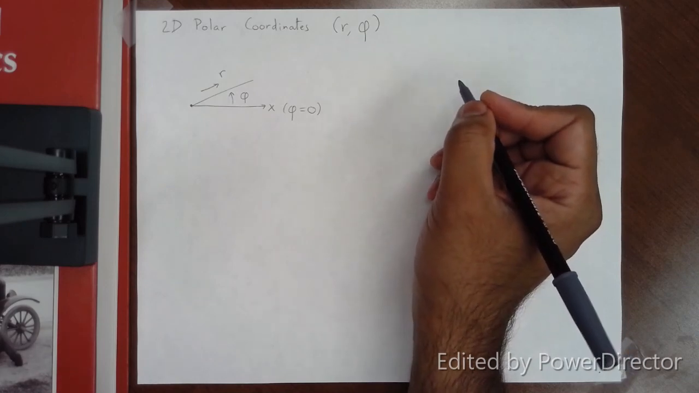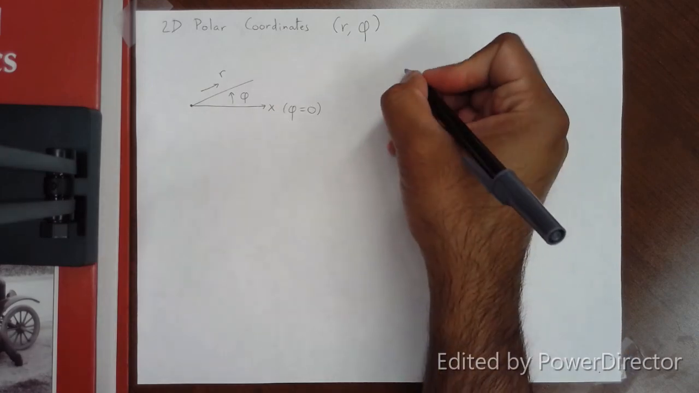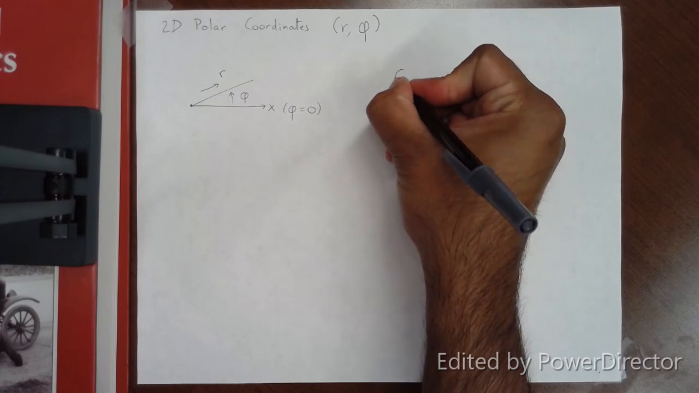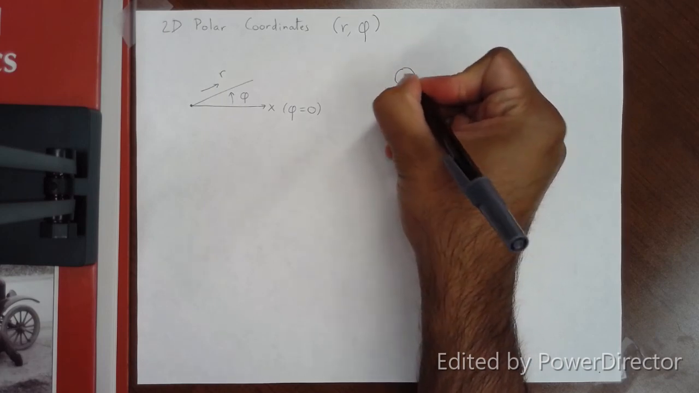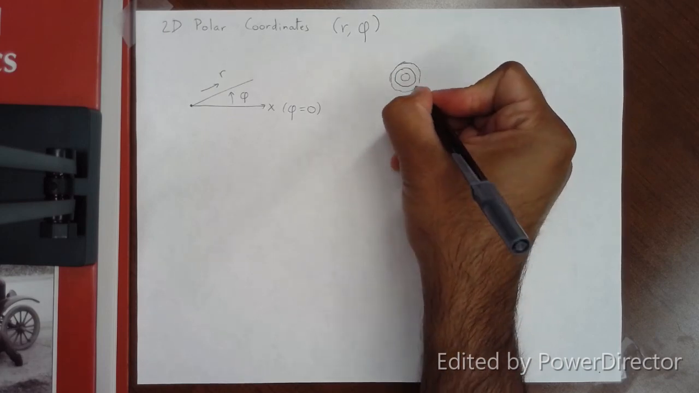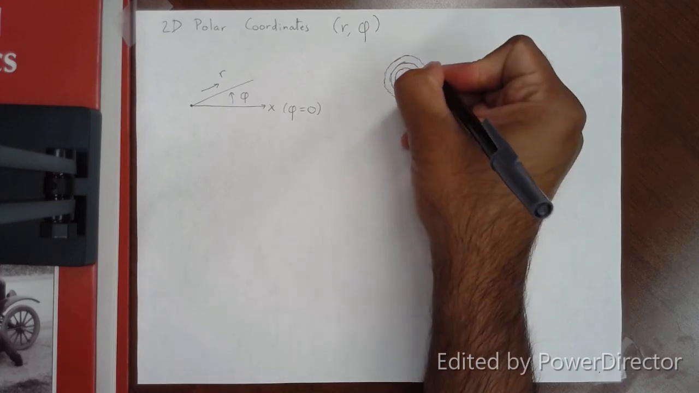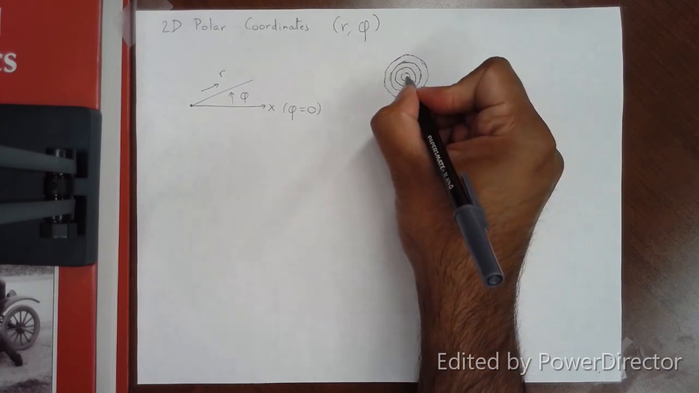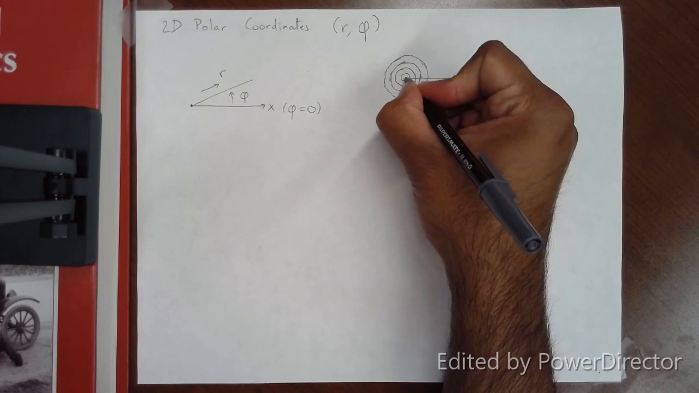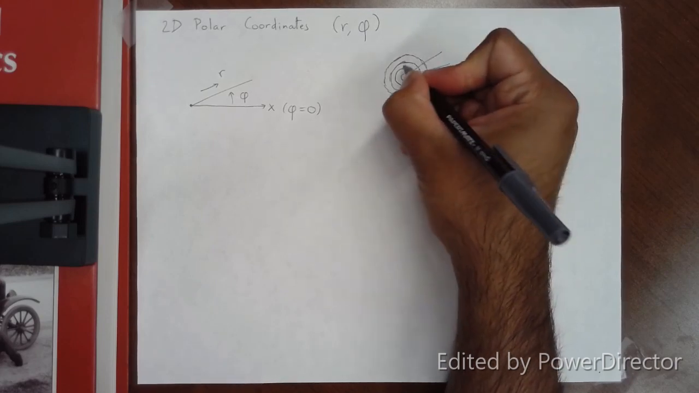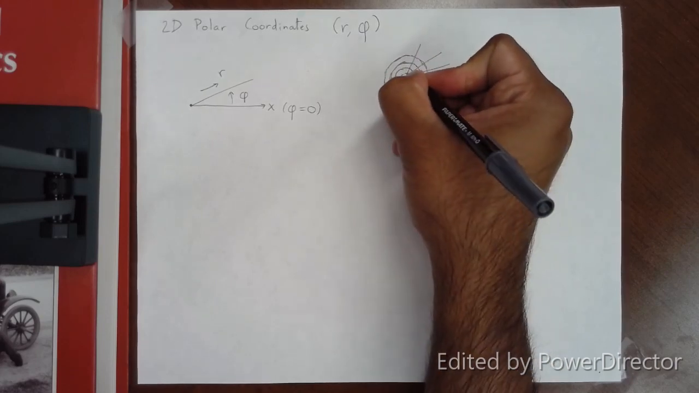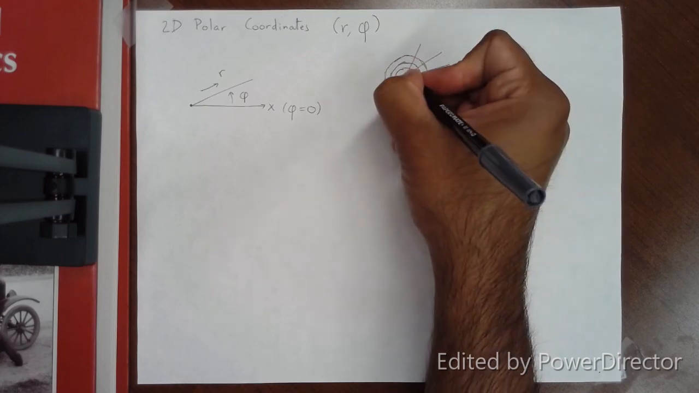In this case, our lines of constant r are circles, and the lines of constant phi are straight lines passing through the origin at fixed angles.